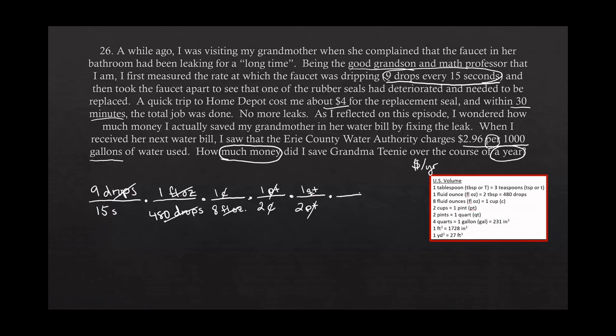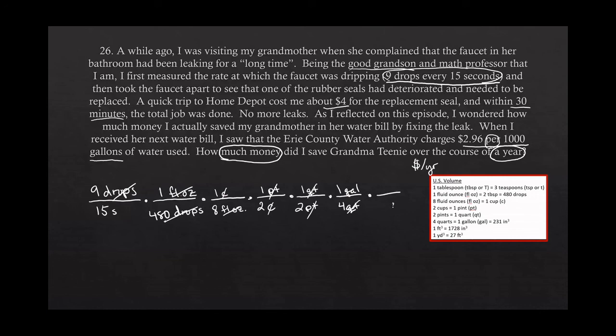We're almost where we need. We know that there are 4 quarts in a gallon. The 4 quarts goes on the bottom, 1 gallon on the top, so my quarts can cancel. We reach the gallons so that we can use the cost that we were given.